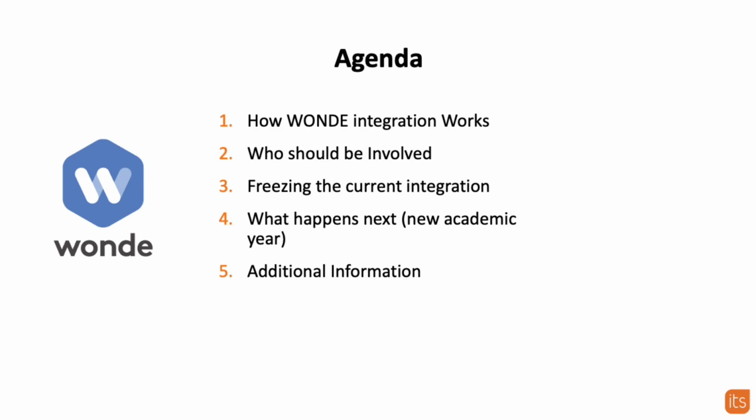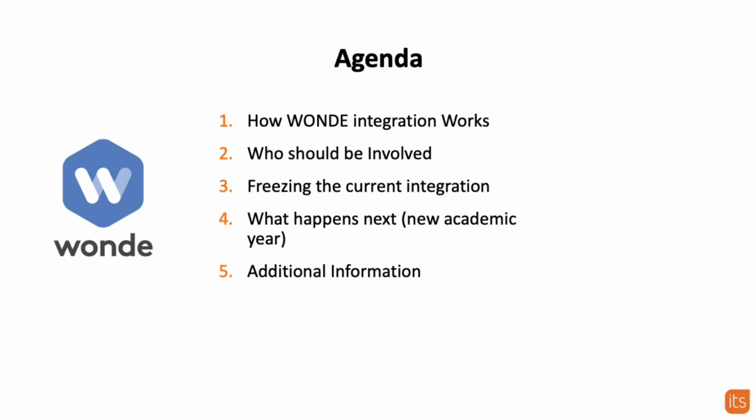Agenda-wise, we're going to go through 5 different points. First of all, we're going to look at how your Wonde integration actually works. Things could be a little bit different for each organisation, but we'll go through it all and just make sure we're very clear and give some context as to the rest of the points. Secondly, we're going to look at who should be involved, so the key people that should be involved in the end of year and the start of year, so that we're all really clear on who we need to work with.